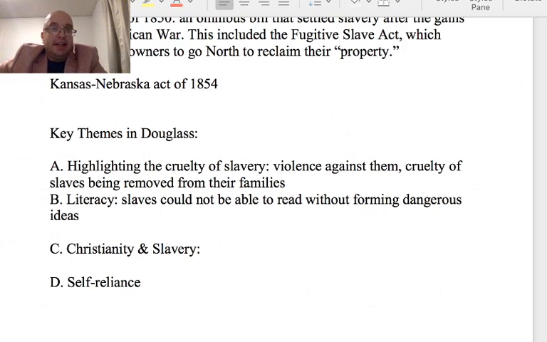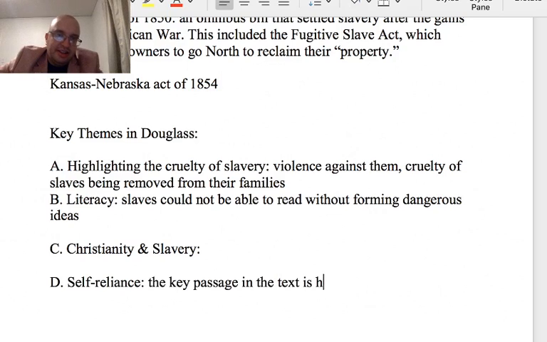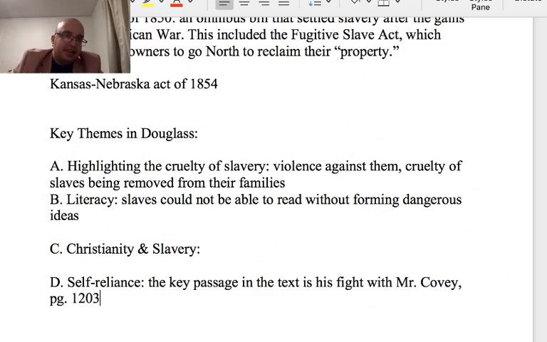After a while, he got sick of the demeaning things that he had to endure. So eventually, he took a stand and didn't have to put up with as much physical violence as he once did. The key passage in the text is his fight with Mr. Covey, and that's on page 1203 of our text. So let's take a look at 1203.